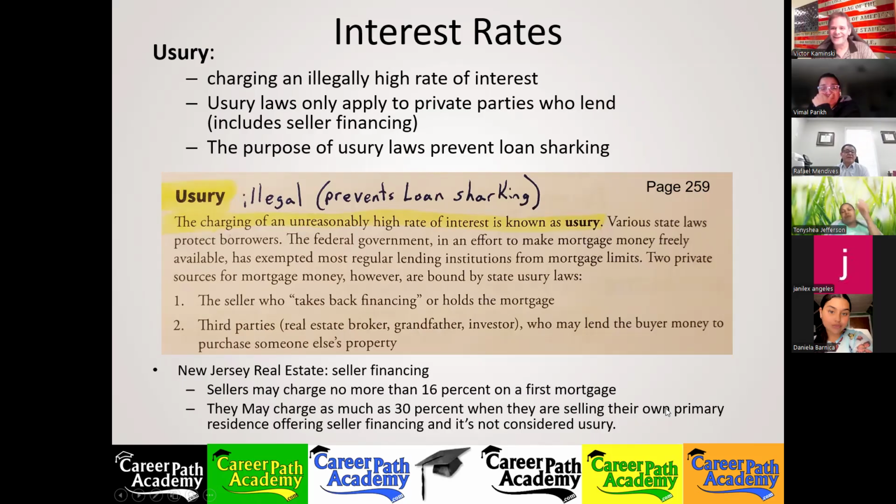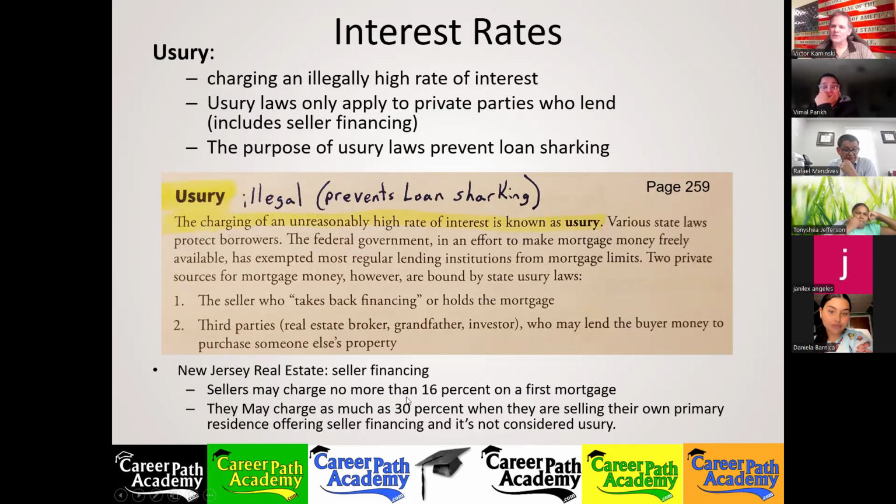That's crazy. Sellers may charge 16% on a first mortgage, but when you're selling your own primary residence, it's not considered usury. You know what the crazier part is? This is for you as a private lender lending someone money or giving them seller financing. You could charge as much as 30% when you're financing the sale of your own house. You know the crazy part is though?